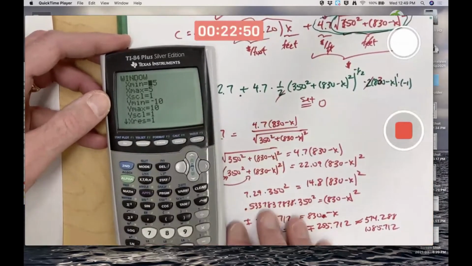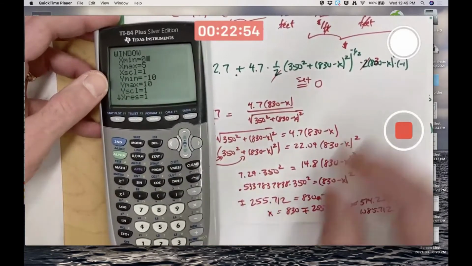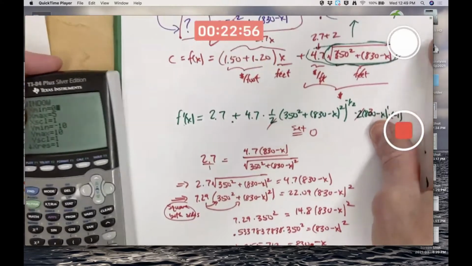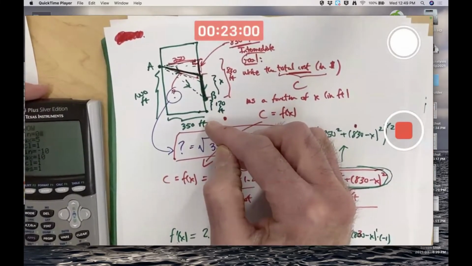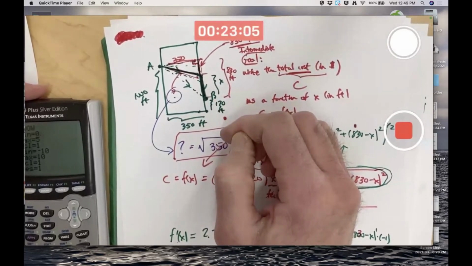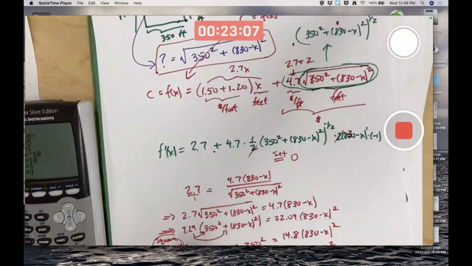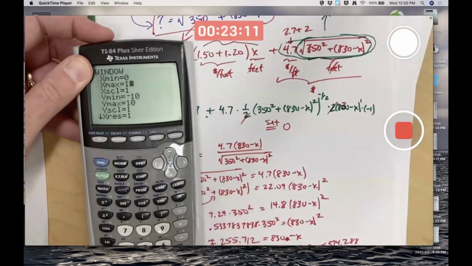Pick a window. Oh, say, well, you know, x can't actually, let's think about this a little bit more. X has to be the smaller one if it's going to work. Because based on this picture, x can't get bigger than 830. I'll go ahead and plot it out to, say, 1200 just to see what happens anyway.